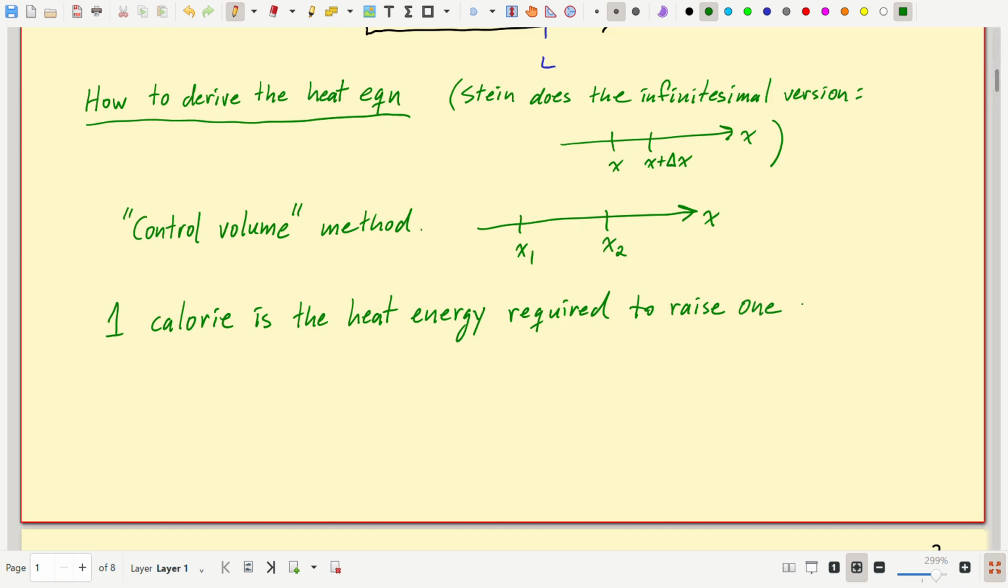1 gram of water, 1 degree Celsius, or Kelvin. That's the same thing as Kelvin. The only difference between Kelvin degrees and Celsius degrees is where 0 occurs. In Kelvin, it's absolute 0. In Celsius, it's the freezing point of water.